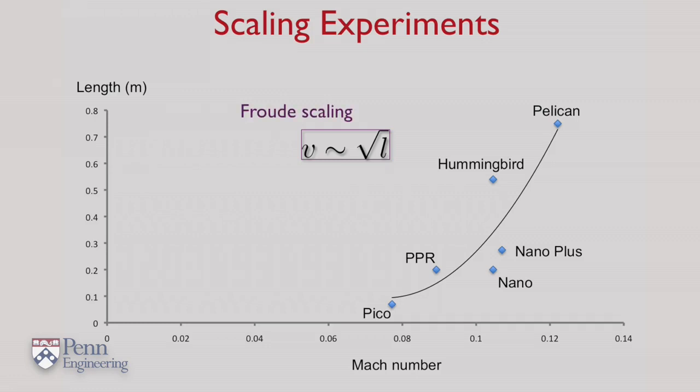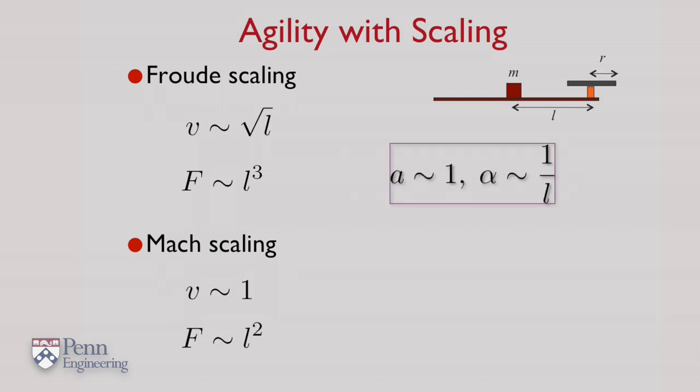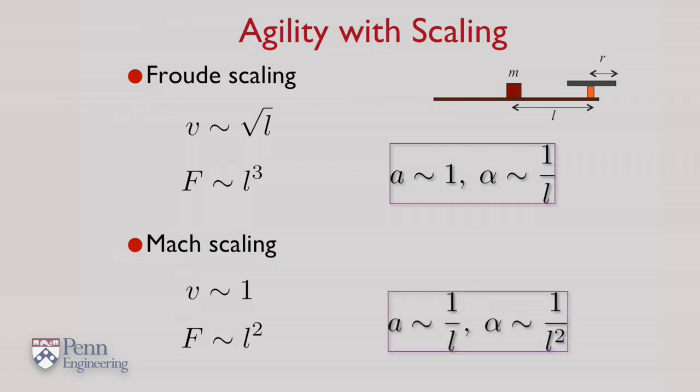This paradigm is often called Froude scaling. In contrast to that, in aerodynamics, there's a different paradigm called Mach scaling. So Froude scaling suggests that the blade tip speed goes as the square root of length. Mach scaling suggests that the blade tip speed is roughly constant, independent of length. With these two assumptions, you can calculate the maximum thrust. In one case it goes as L cubed, in the other case it goes as L squared. And you can calculate the maximum acceleration and the maximum angular acceleration.